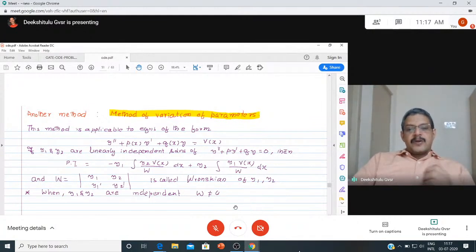The difference between Jacobian and Wronskian is that in Jacobians the functions can be anything. But in the Wronskian, y1 and y2 have a common property. What is the common property? They are linearly independent solutions of y double dash plus py dash plus qy is equal to 0. In Jacobians, we are not discussing any differential equations, and f and g need not be solutions of any differential equation. You can take any two functions. But in the Wronskian, y1 and y2 are linearly independent solutions of a given differential equation. Then the Wronskian is different from 0, and the particular integral is defined.